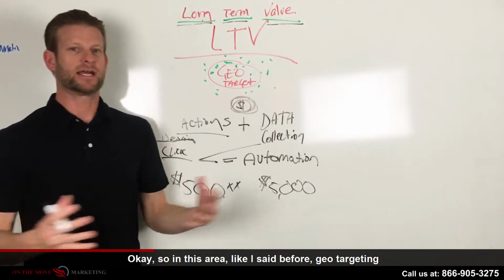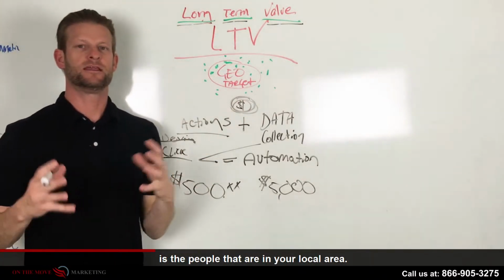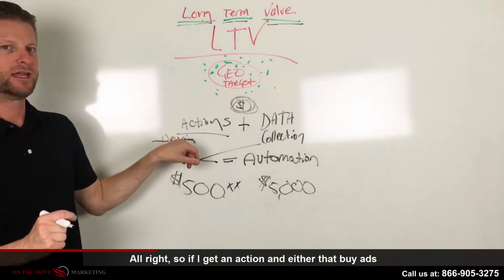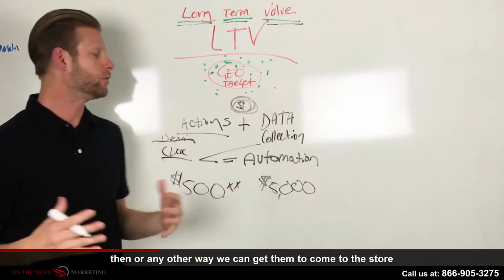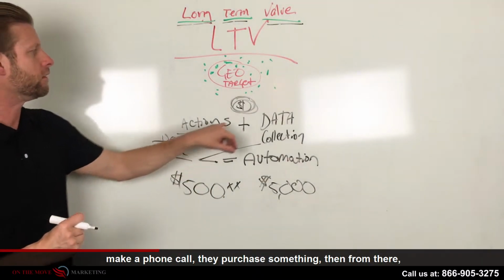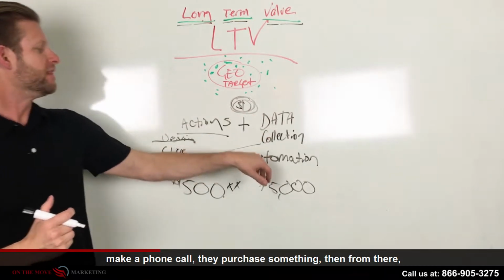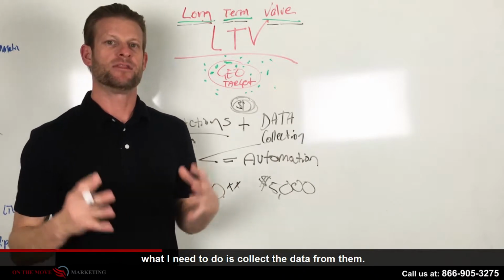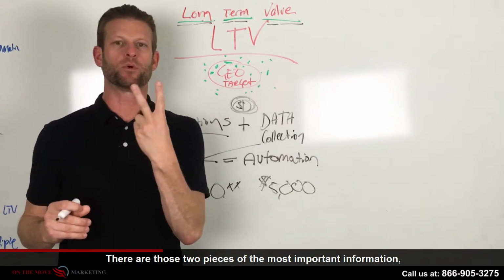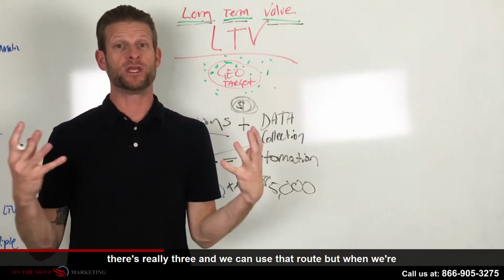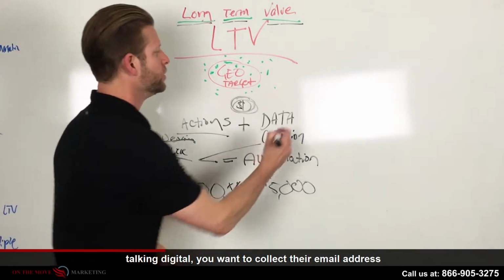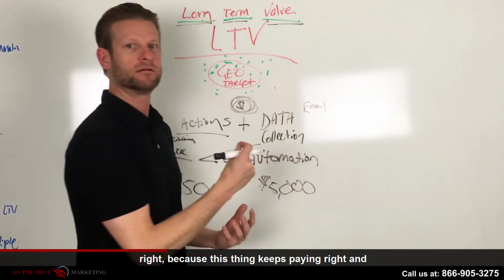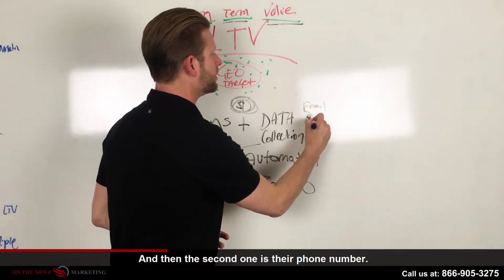So in this area, like I said before, geo-targeting is the people that are in your local area, all right? So if I get an action, either by ad spend or any other way we can get them to come to the store or make a phone call, they purchase something, then from there, what I need to do is collect the data from them. Now there's two pieces of the most important information. There's really three, but when we're talking digital, you want to collect their email address, right? Because this thing keeps paying, right? And then the second one is their phone number.